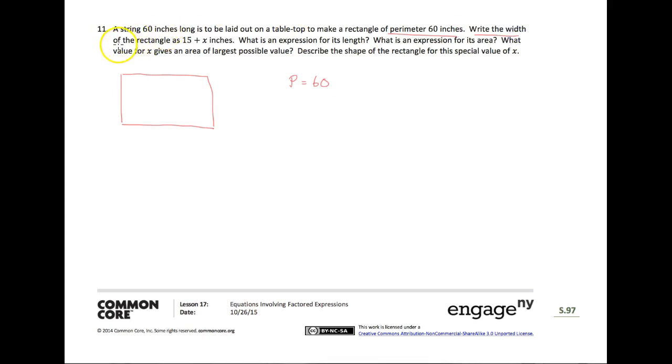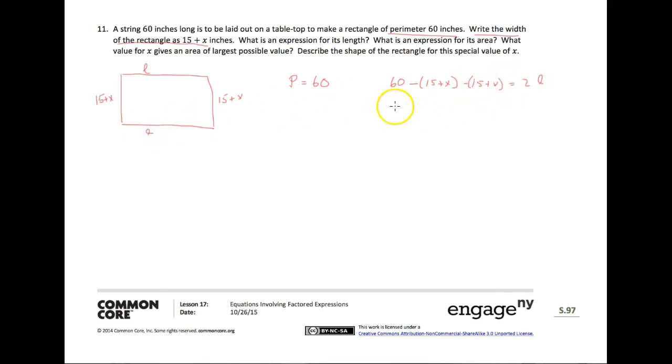Write the width of the rectangle as 15 plus x. 15 plus x, and it's a rectangle, that means opposite sides are 15 plus x. And it says, what is an expression for the length? Well, here's the tricky part. I guess I could call this L, or I could say that it was 60 minus 15 plus x minus the other 15 plus x. And that would give me the two L's, this L here and this L here. So that'd give me 2L.